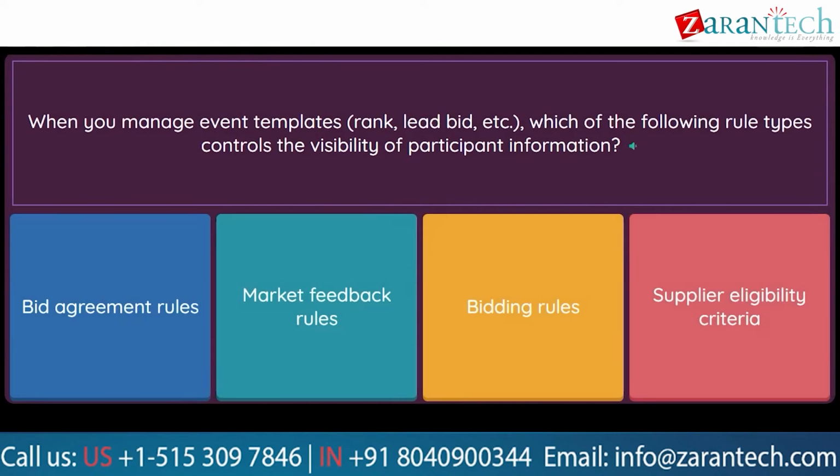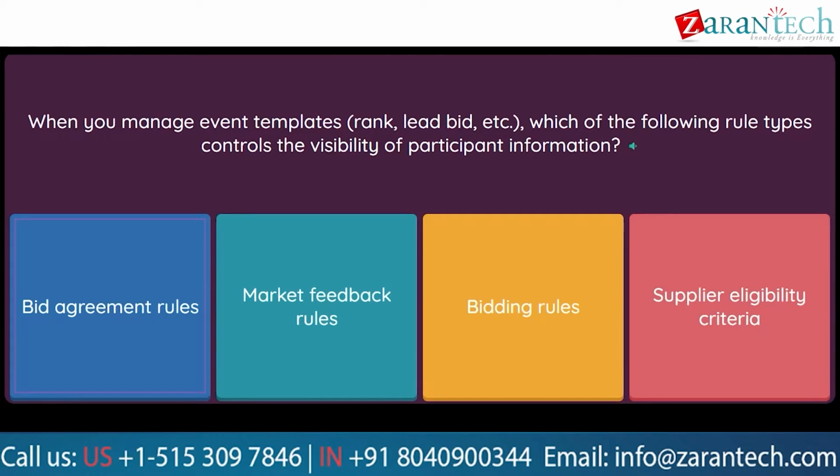Question: when you manage event templates, rank, lead bid, etc., which of the following rule types controls the visibility of participant information? Option 1, bid agreement rules. Option 2, market feedback rules. Option 3, bidding rules. Option 4, supplier eligibility criteria.